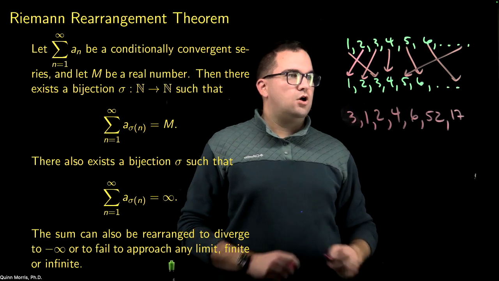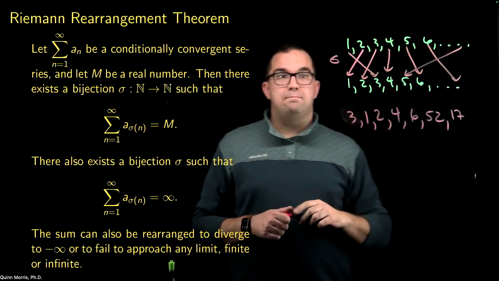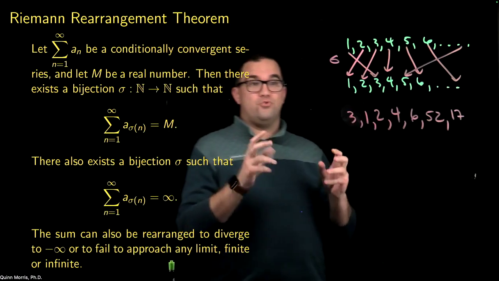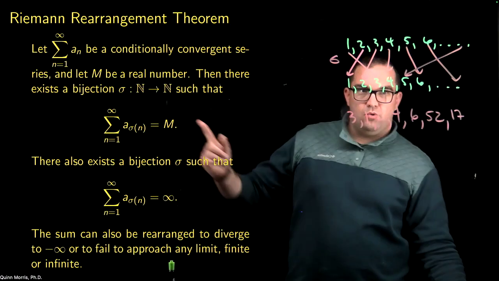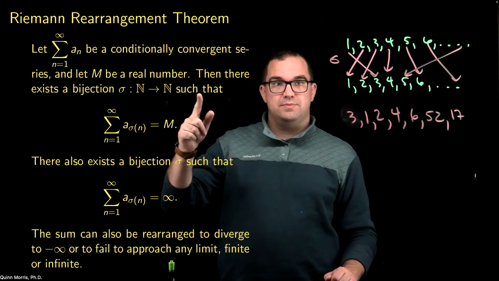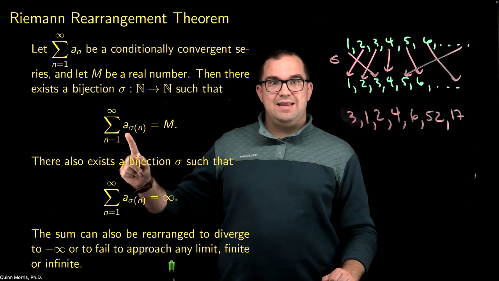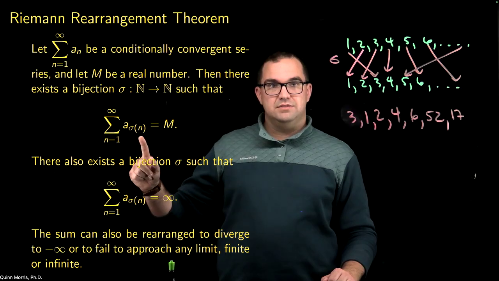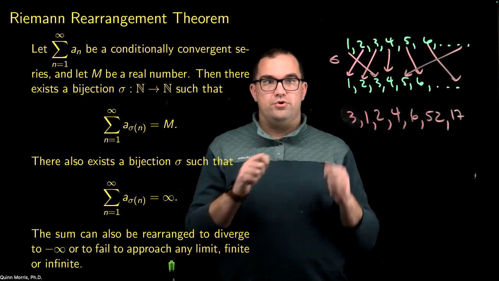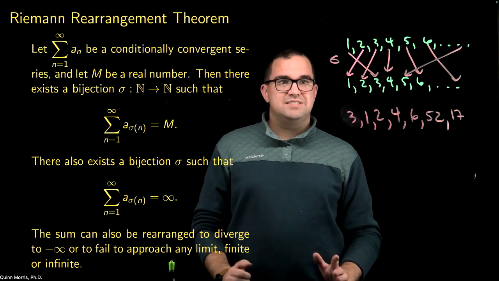So the idea is that this map sigma gives you a permutation of the natural numbers. It's telling you how you're going to rearrange your series. And so what the Riemann rearrangement theorem says is there exists a bijection, there exists this rearrangement, such that when you rearrange the terms in the series, so now you're adding up the a sub sigma of n's, these are all the same terms that were in your original series, just reordered, you can make this series converge to M. Okay. So let's think about that for a second.